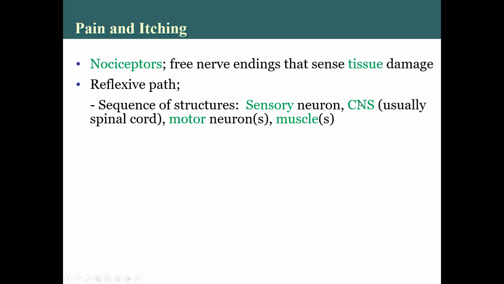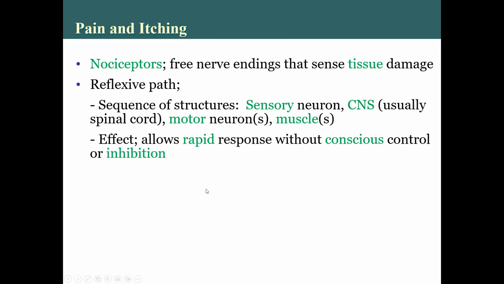Then the next spot is the central nervous system, usually the spinal cord, unless it is a pain reflex that happens in the head. So everything below your head, reflex is going to happen in the spinal cord, and then it goes directly to a motor neuron. Notice that no real decision has been made on the part of the brain, and then eventually a muscle. This could also be a gland. The gland could be another end point for the reflex pathway. What's the key? Because it's a reflex, it allows a really rapid response without conscious control or inhibition.